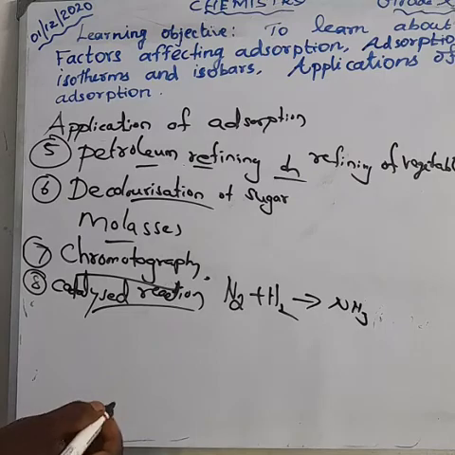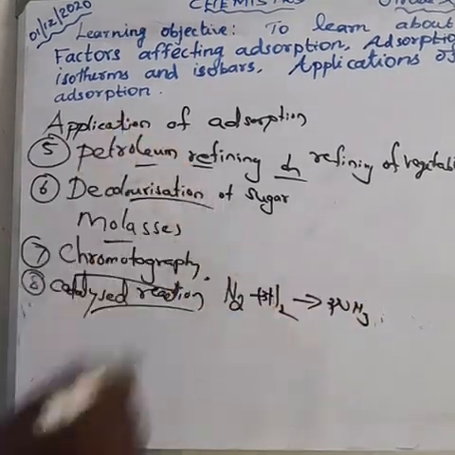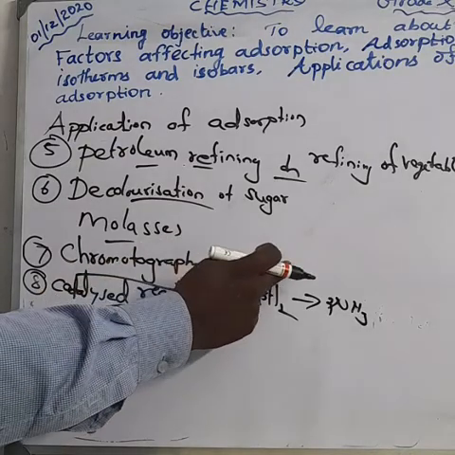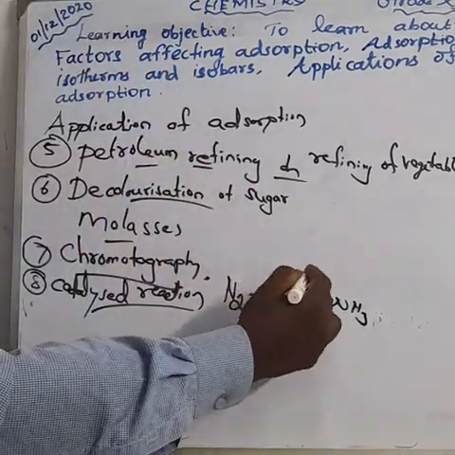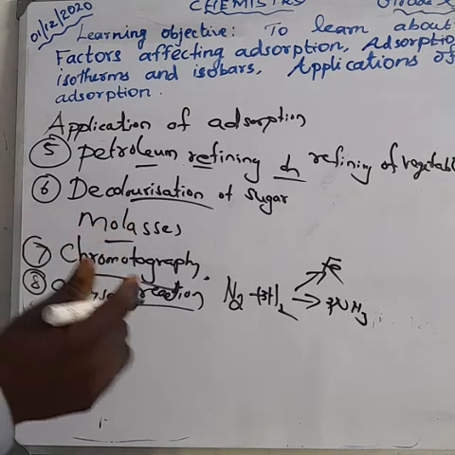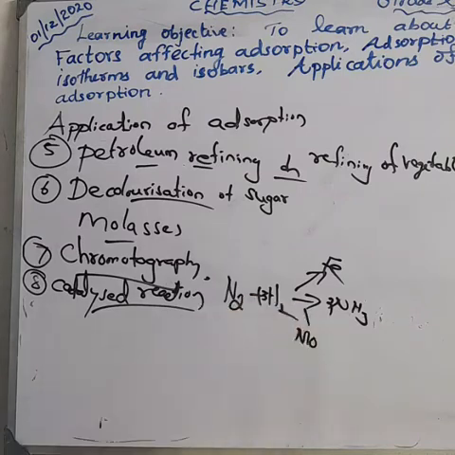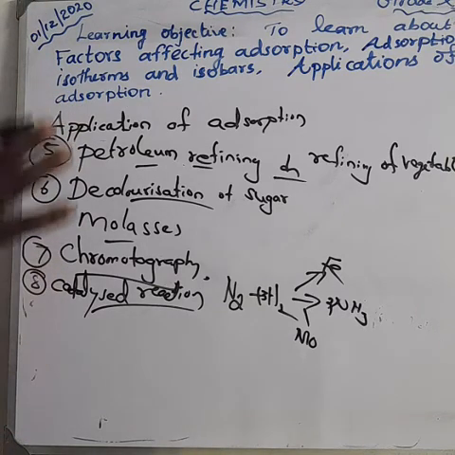So we have to balance the equation. Make it 2 nitrogen here, so 3 hydrogen here. Here we need one catalyst. What is that catalyst? Iron. Fe acts as a catalyst. For this reaction, we also use one promoter, called molybdenum, that is Mo. So this reaction is based on what? Adsorption.